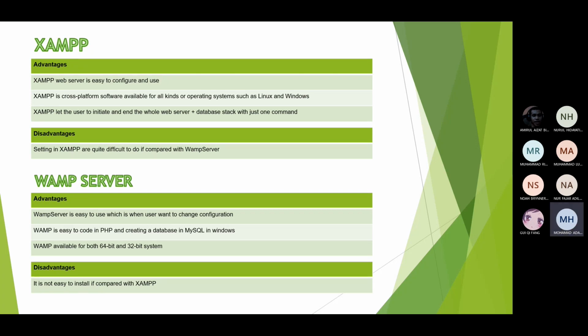The advantage of WAMP web server is that it is easy to use when the user wants to change the configuration. WAMP is easy for coding in PHP and creating databases in MySQL on Windows. WAMP is available for 64-bit and 32-bit. The disadvantage of WAMP server is it's not easy to install compared with XAMPP.